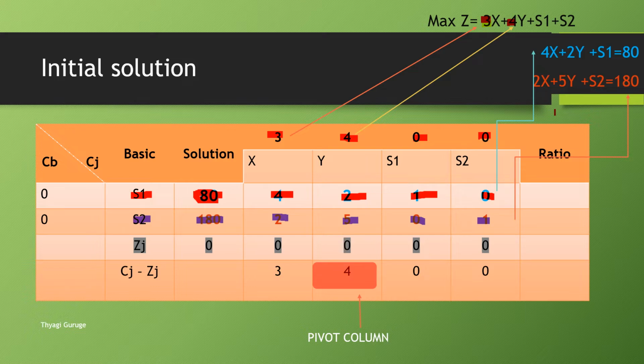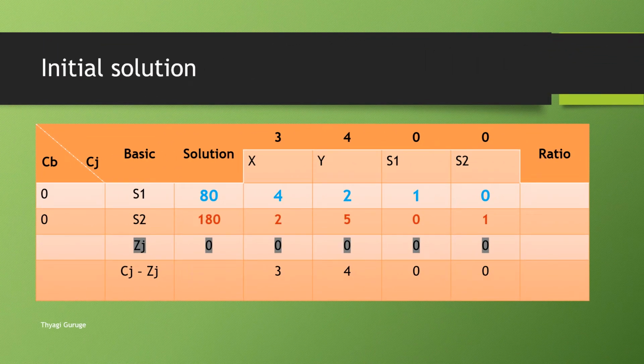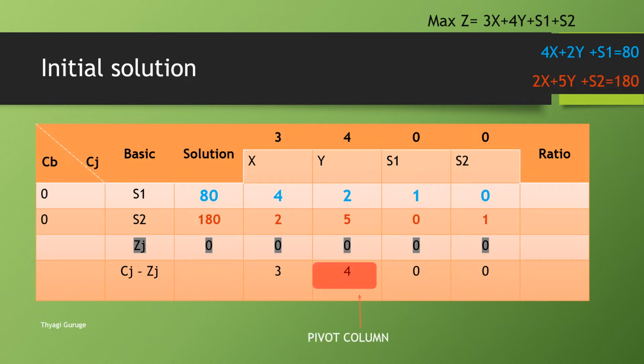Now, when we take the Cj minus Zj figure, we can see in the first one automatically 3. In the second one, we have 4, whereas for S1 and S2, we have zeros. Based on the table, our first step is to identify the pivot column. The pivot column represents the highest Cj minus Zj figure. In this case, it is under the Y column with the value 4.